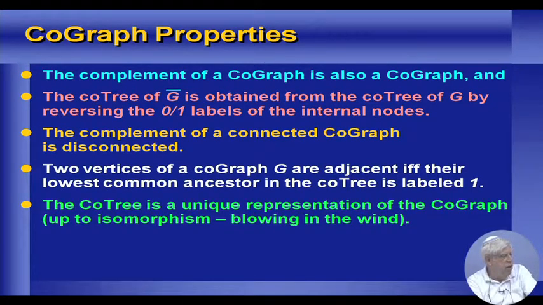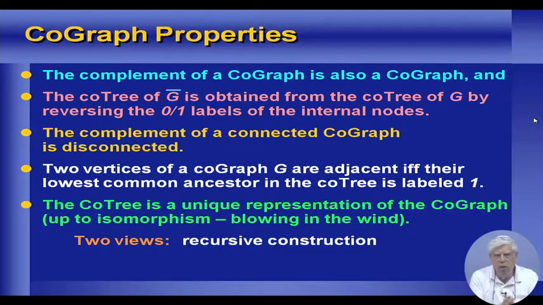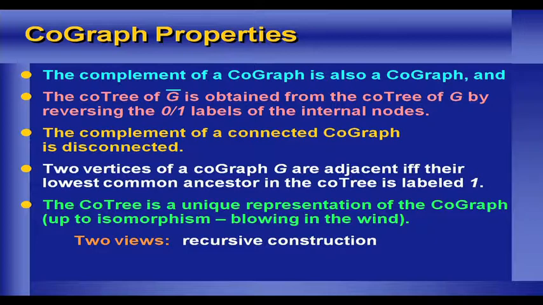And I would say that the co-tree is a unique representation of the co-graph up to isomorphism. I can certainly take a tree and move the branches around and around. It's the hierarchy that's important. And there are two views of how to view this. One is this recursive construction bottom up. I take vertices, I join them, I take disjoint unions, I join those, and I build it up, up, up till I get the final co-graph. That is this recursive construction.